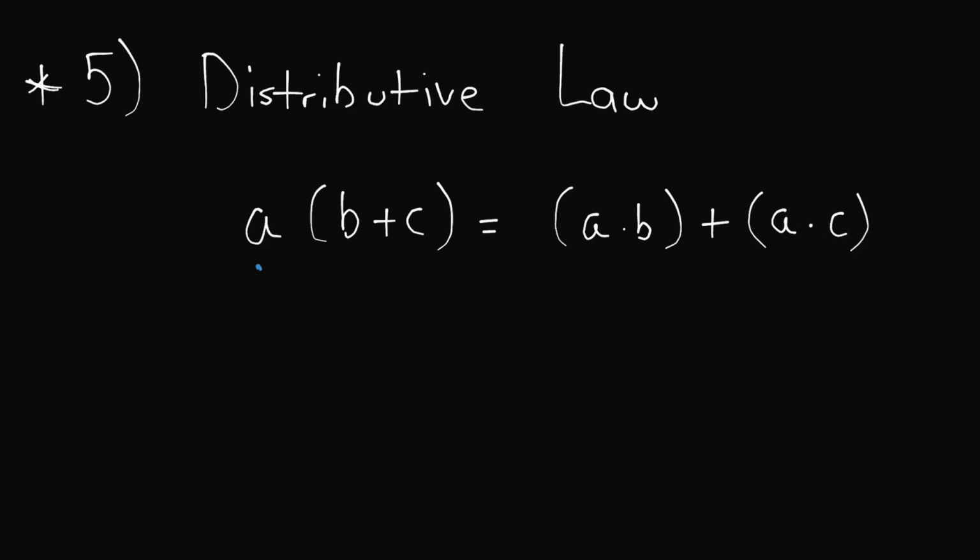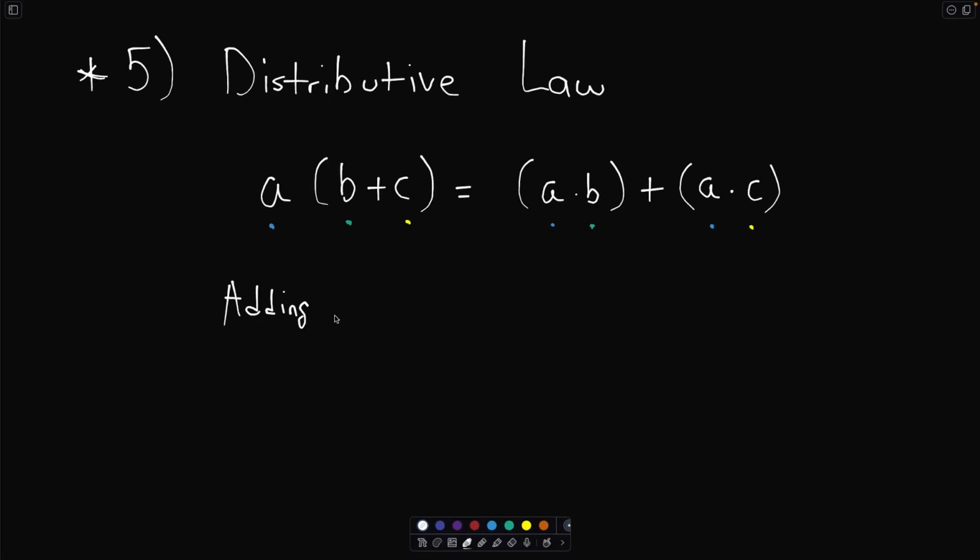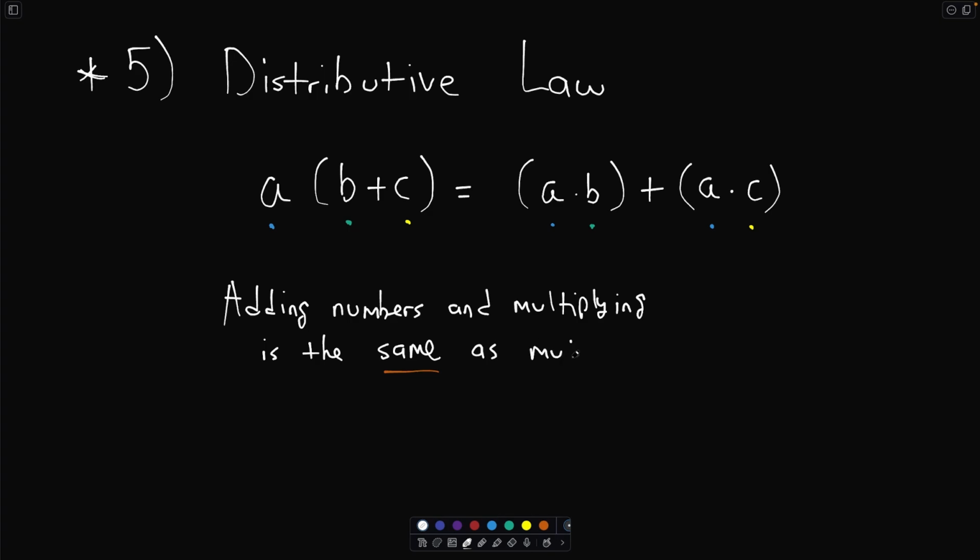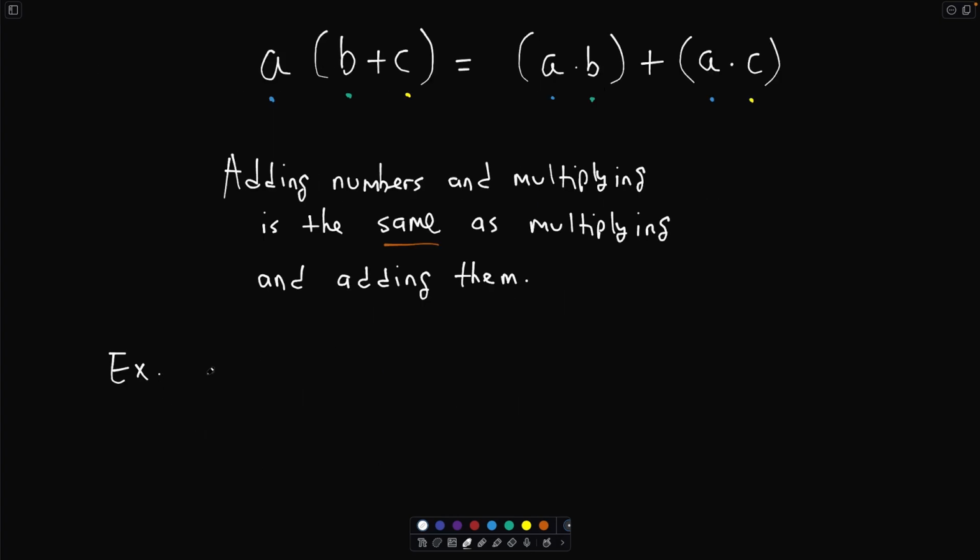Here's your A on the left side, here's your B, and here's your C. And on the right side, here's your A times your B in parentheses plus A times C in parentheses. And then this law says if you're adding numbers and multiplying, it's going to be the same thing as multiplying and adding. Here's an example. How about 2 times 3 plus 4 in parentheses?